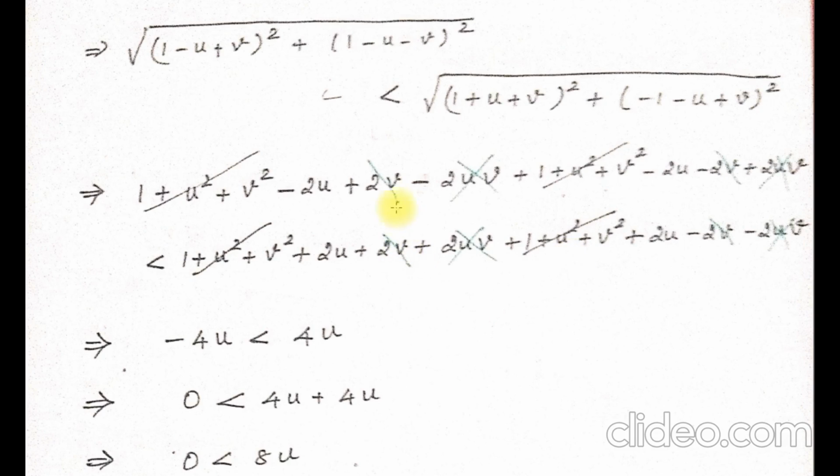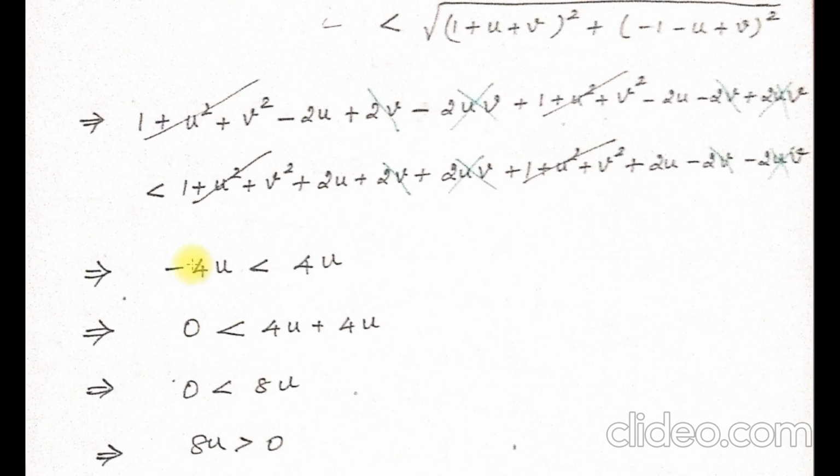Then here itself 2v minus 2v gets cancelled. Similarly here plus 2v minus 2v gets cancelled. So minus 2uv plus 2uv gets cancelled. 2uv minus 2uv gets cancelled. So what are the terms remaining? Minus 4u here, plus 4u. I am taking all the terms to the right hand side. So here it will be 0. Minus 4u, it will go there. 4u plus 4u. So 0 less than 8u.